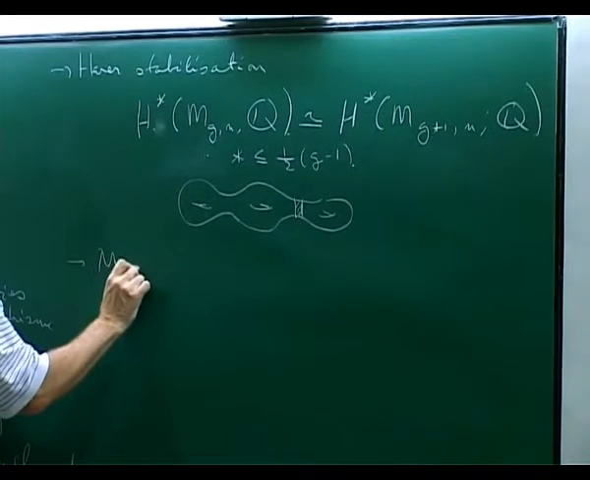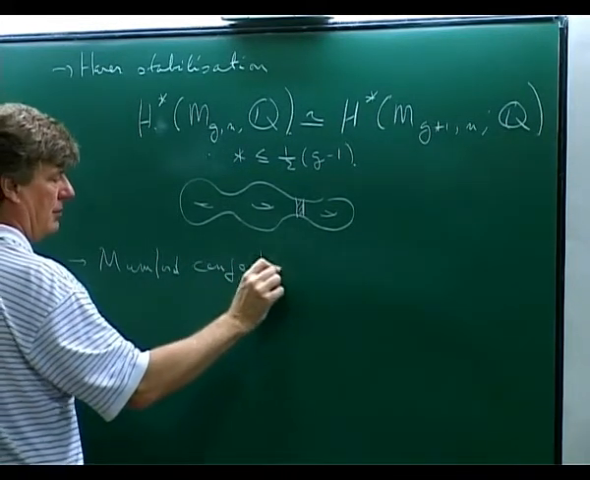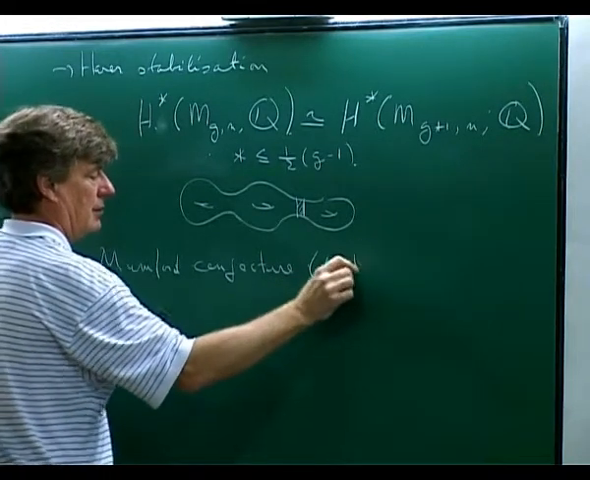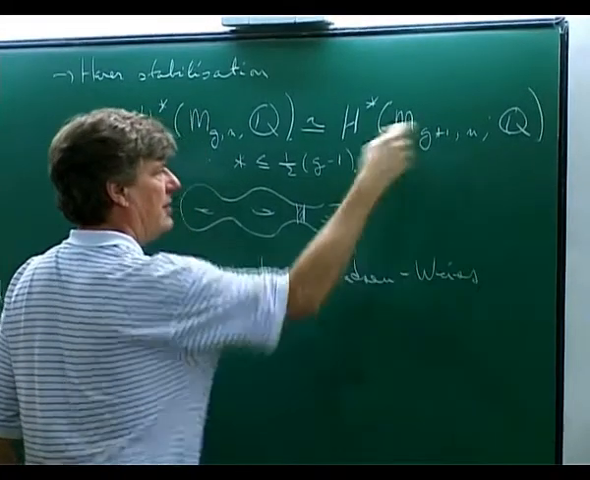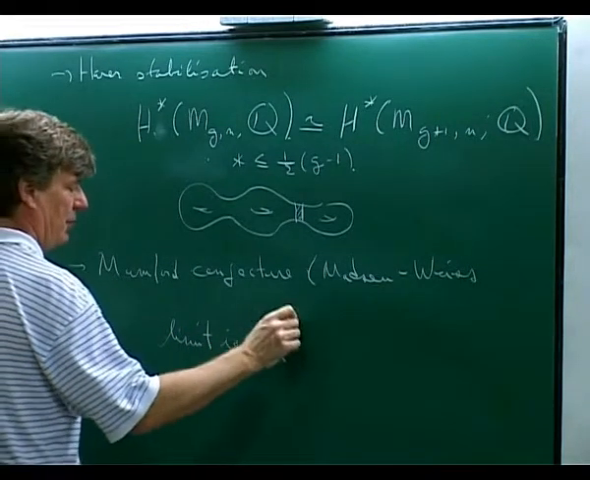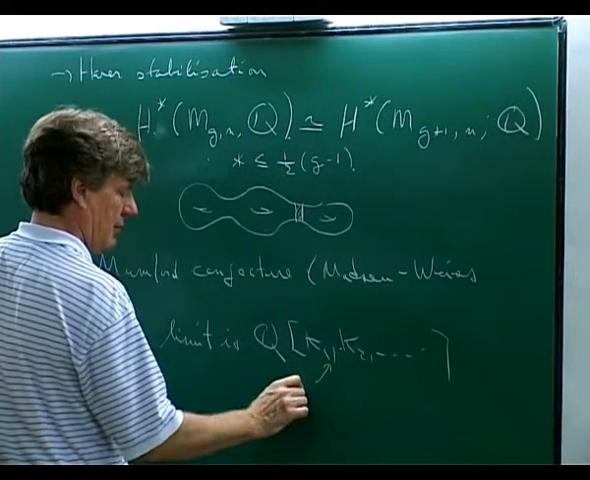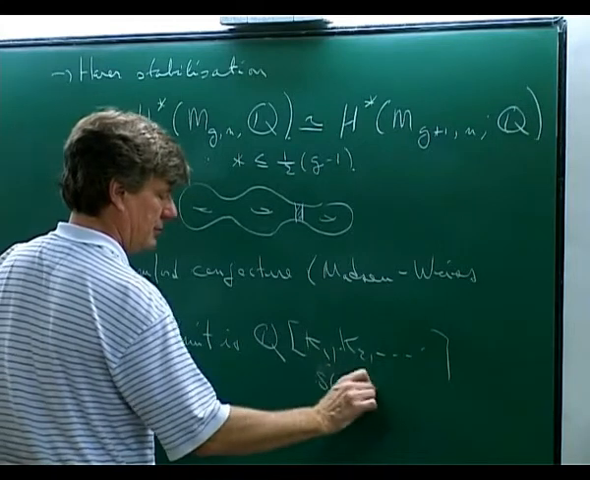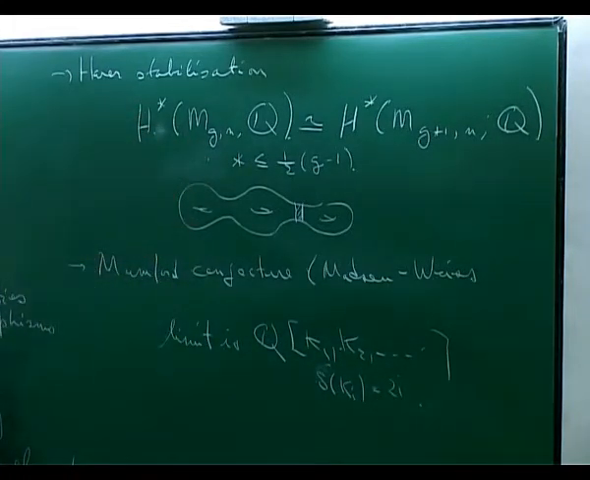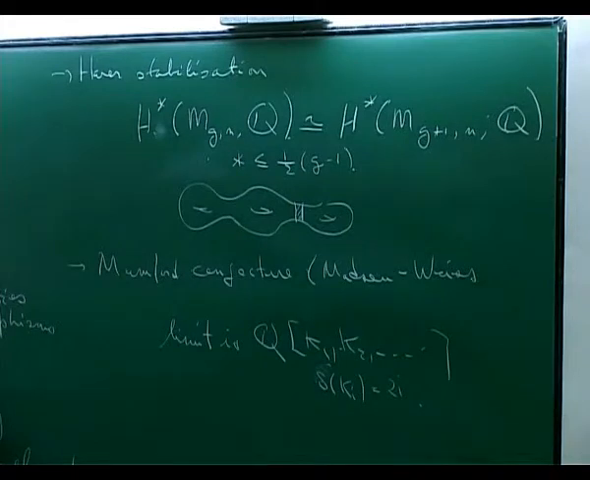A big result from recent years was this Mumford conjecture by Madsen and Weiss. So this thing's going to a limit, and it's going to be a polynomial ring in generators, okay, each generator kappa_i is of degree 2i. These are kappa classes, which I won't define, but in other words, it's behaving a lot like the moduli spaces of instantons that we discussed before.